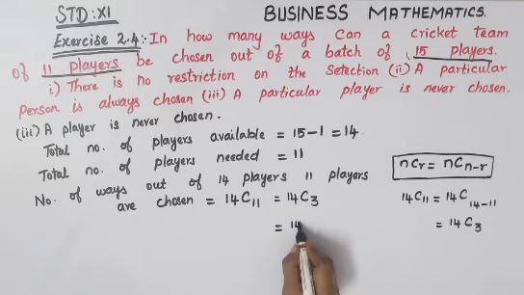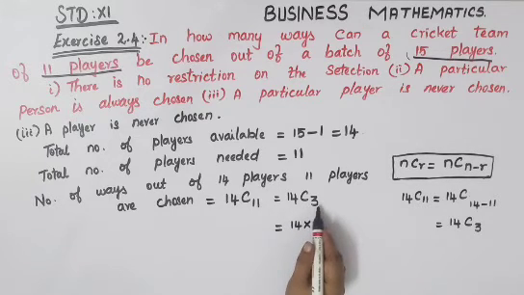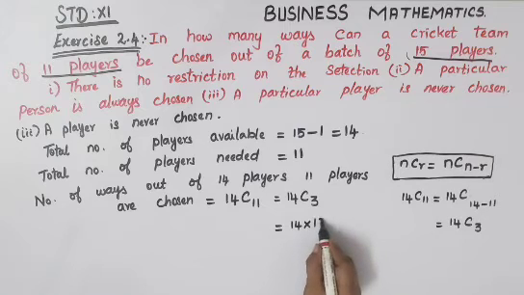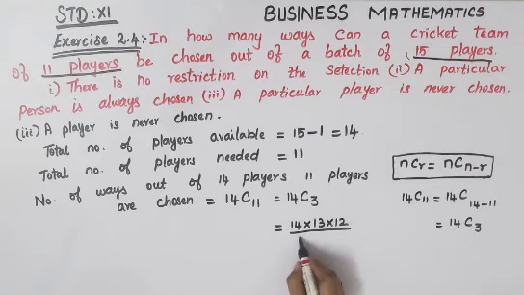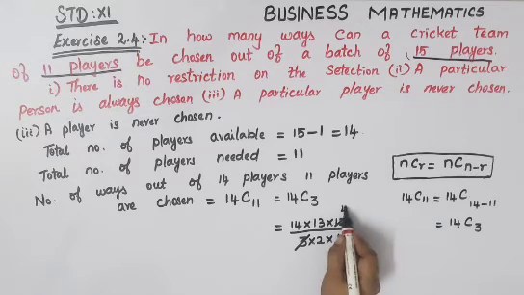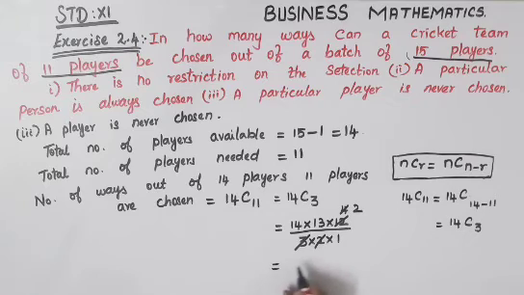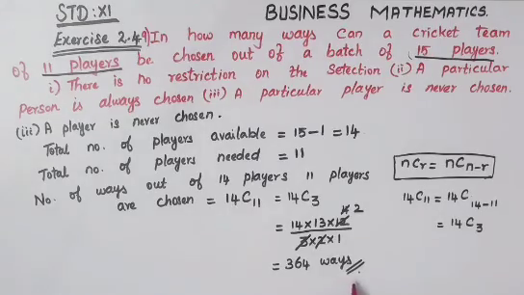Now go to your format. It is 14 into, 3 consecutive numbers you'll have to write. So 14 into 13 into 12 divided by, start from 3, so 3 into 2 into 1. So you can cancel it. 3 and 12, it will go 4 times. Again 2 and 4, it will go twice. So the numbers 14, 13 and 2 will be left out. Just multiply, you will get your answer, 364 ways. This is the answer for your 9th question.